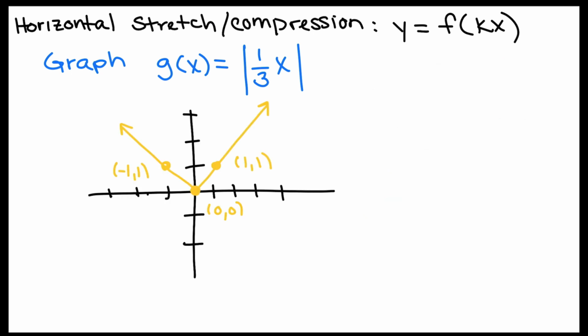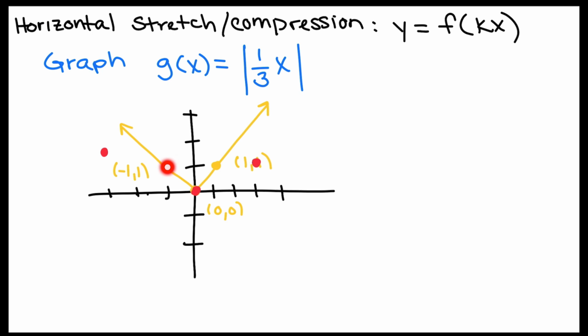So I'm going to start by sketching that absolute value function, that parent function. It looks like a V. And then I'm going to take each of the x values and multiply them by 3. So the point at the origin stays where it is, but the point (1, 1), when we take that x value and multiply it by 3, it moves to the point (3, 1).